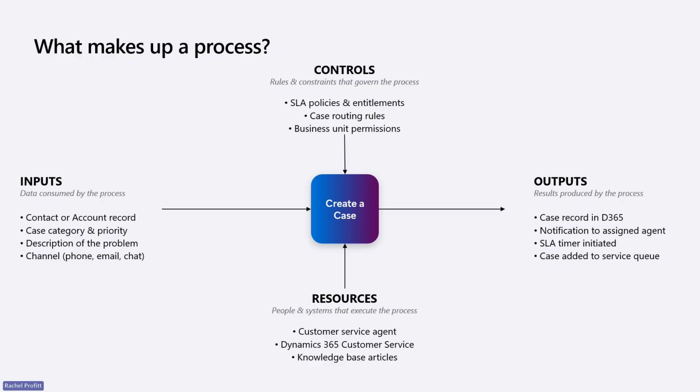Every process has inputs on the left. That's the data that flows into the process. Controls at the top. These are the rules and constraints that govern how the process runs. Outputs on the right. These are the results that the process produces. And resources at the bottom. These are the people and systems that actually execute the process. This framework is important because it gives a consistent language for describing a process at any level of the catalog.